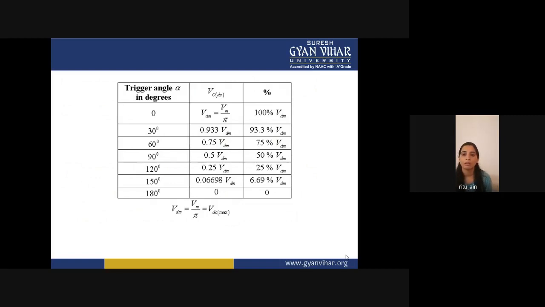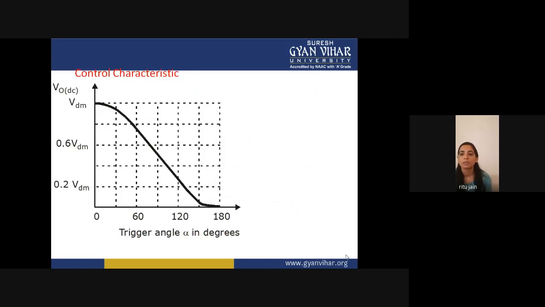So at alpha equal to 0, you are getting the maximum or 100% output voltage, but at an angle of 180 degrees, you are getting 0 output. This is the control characteristic. To draw the control characteristic, we take angle alpha on the x-axis and the output voltage on the y-axis. You can easily draw the characteristic: the maximum output voltage you will get at 0, and the minimum output voltage you will get at 180 degrees of alpha. So the control characteristic can be represented by this.